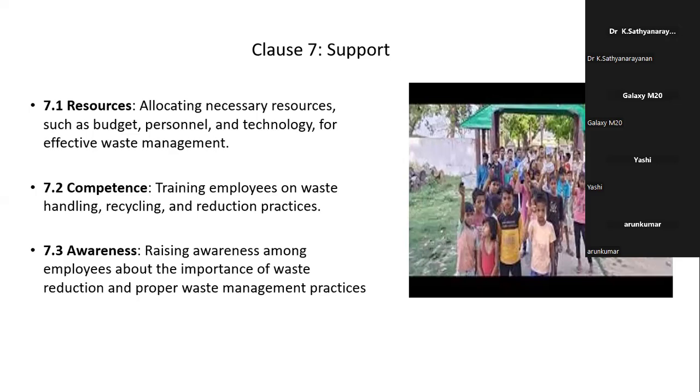Next, about competency. If I decide in my objective that waste management has to be done and waste recycling has to be done, whether my people have adequate competency or not. How am I going to raise the competency? How am I going to create the awareness?